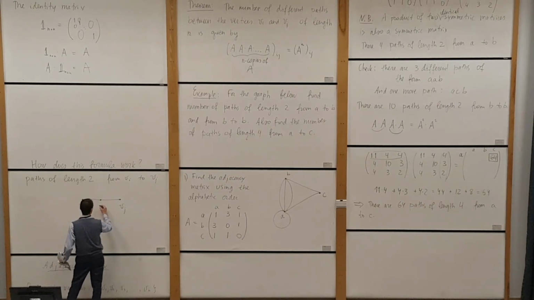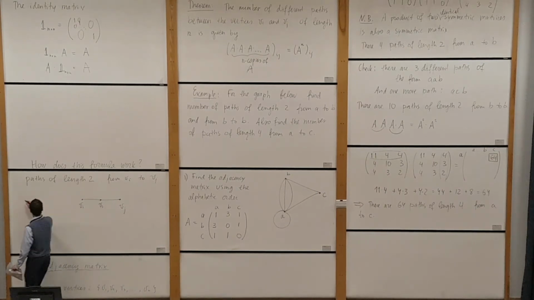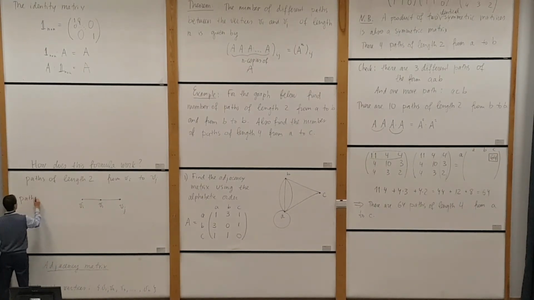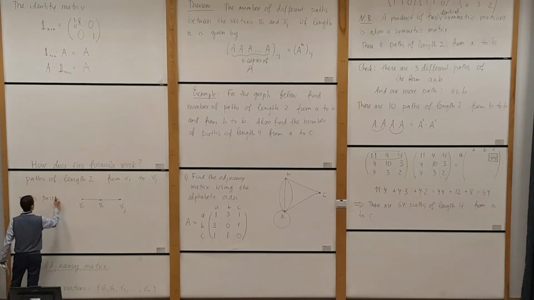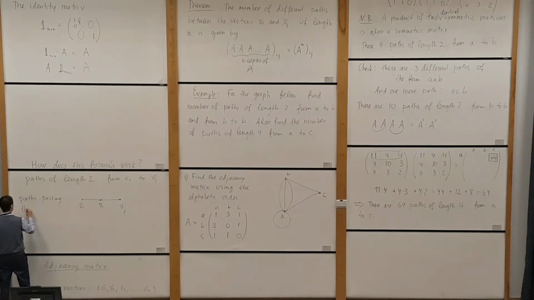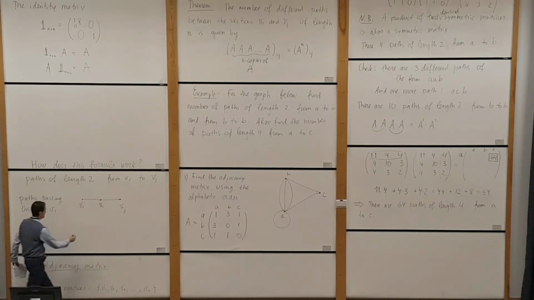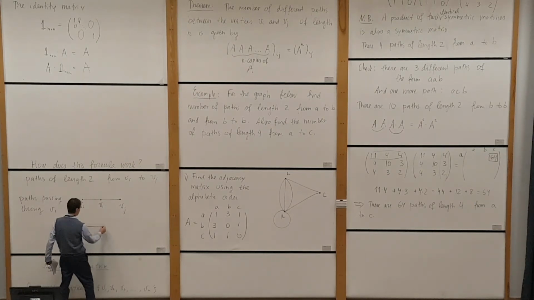So there are paths passing through V1. So such paths passing through V1. Then separately, I can calculate paths passing through V2.